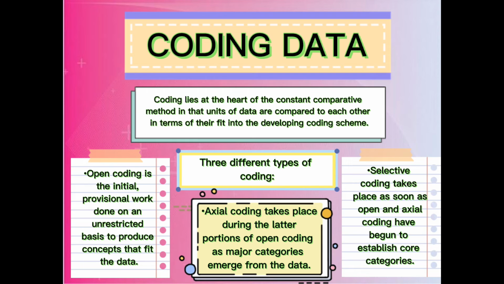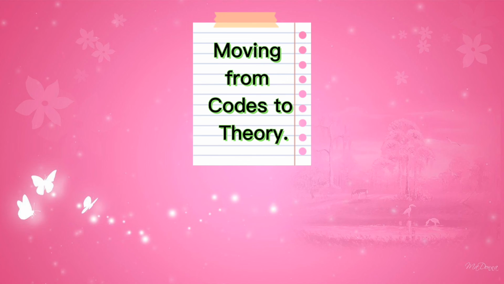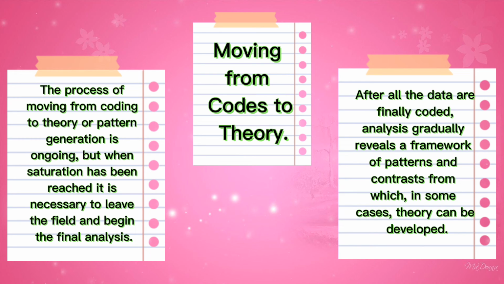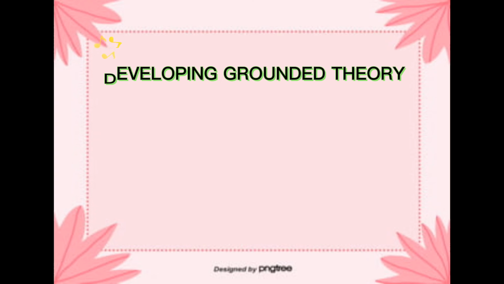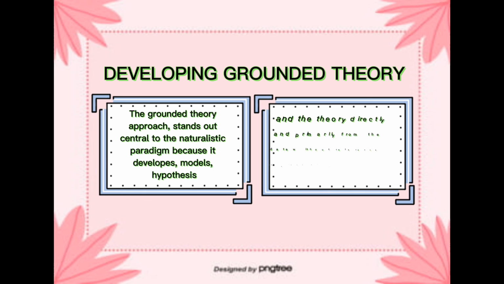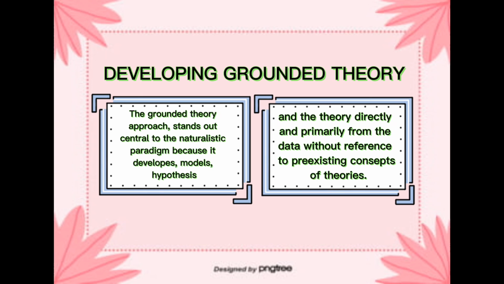Moving from codes to theory. The process of moving from coding to theory or pattern generation is ongoing, but when saturation has been reached, it is necessary to leave the field and begin the final analysis. After all the data are finally coded, analysis gradually reveals a framework of patterns and contrasts from which, in some cases, theory can be developed. Developing grounded theory. The grounded theory approach stands central to the naturalistic paradigm because it develops models, hypotheses, and the theory directly and primarily from the data without reference to pre-existing concepts or theories.